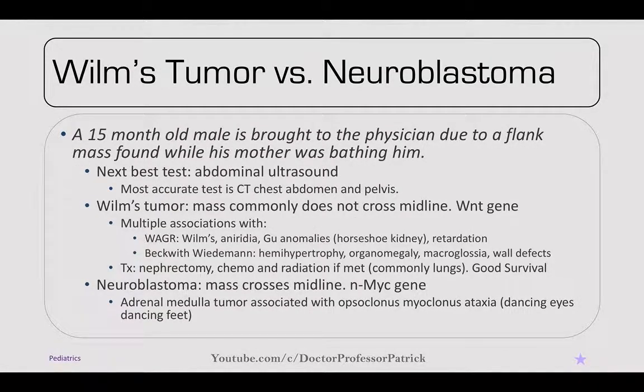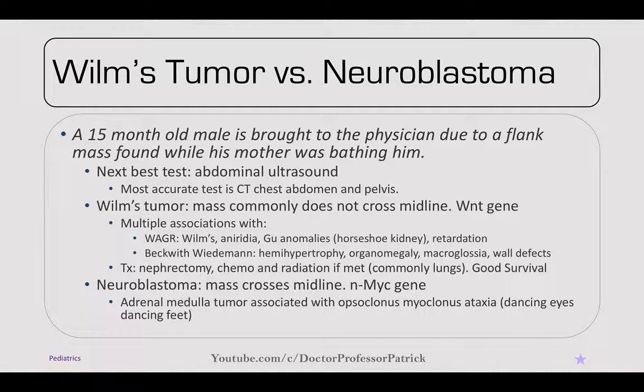So going into some tumors, commonly it is a Wilms tumor versus a neuroblastoma. So you've got a 15-month-old male who's brought to the physician due to a flank mass found while his mother was bathing him. So these are the most common question scenarios for both of these. The next best step is abdominal ultrasound, and the most accurate test is a CT chest, abdomen, pelvis.